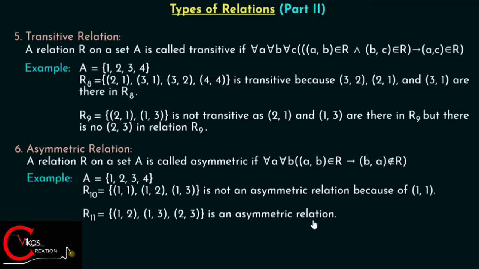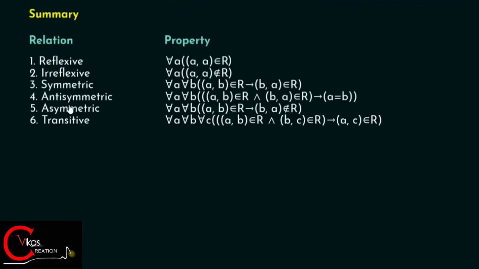Okay. Now, let me just put the summary of all the relations together in one place. Here is the complete summary of relations with their properties. Reflexive relation means for all a, (a, a) must belong to R. Irreflexive means for all a, (a, a) must not belong to R. For symmetric relation, we have this property: for all a, for all b, (a, b) belongs to R implies (b, a) must belong to R. Antisymmetric relation says for all a, for all b, (a, b) belongs to R and (b, a) belongs to R implies a is equal to b, right? Asymmetric relation says for all a, for all b, (a, b) belongs to R implies (b, a) does not belong to R.